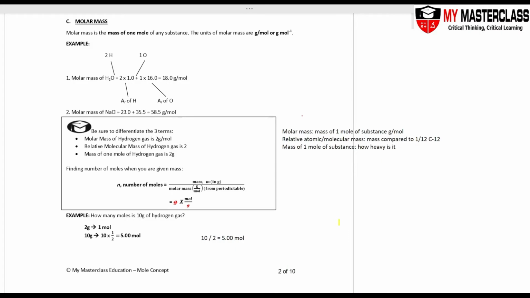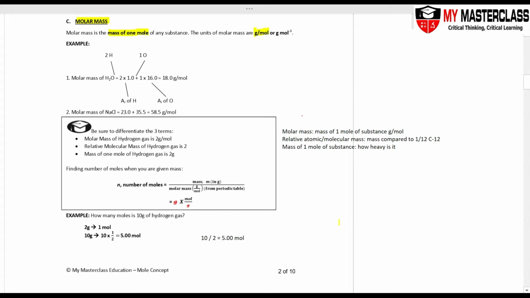Hi students, the next part of your mole concept, we are going to look at the term molar mass. Molar mass by definition is the mass of 1 mole of substance. Mass, you know the unit is in grams. Mass of 1 mole, so it's grams per mole. Per mole means 1 mole. So usually this is the unit.